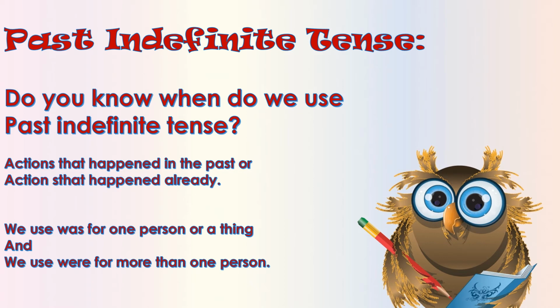So, past indefinite tense is things that happened in the past. It did not happen today or it's not going to happen tomorrow. It already happened.